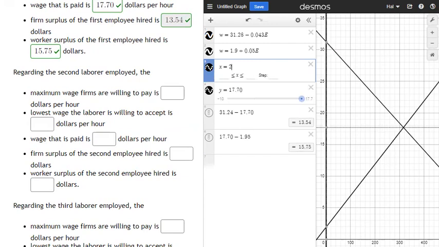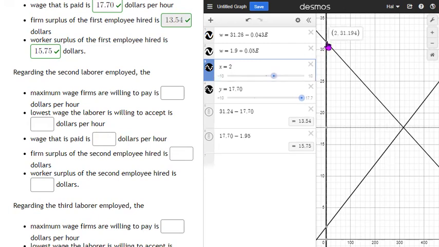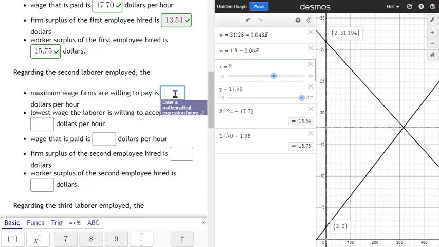And when X equals 2, we move down the labor demand equation slightly, right? And we move slightly up the labor supply curve, right? We're up the labor supply curve and slightly down the labor demand curve. So the maximum wage firms are willing to pay the second laborer is 31.194. We're going to round it to 2 decimal places, though. And that should be 31.19, right? The second worker, the firm's willing to pay 31.19, right?